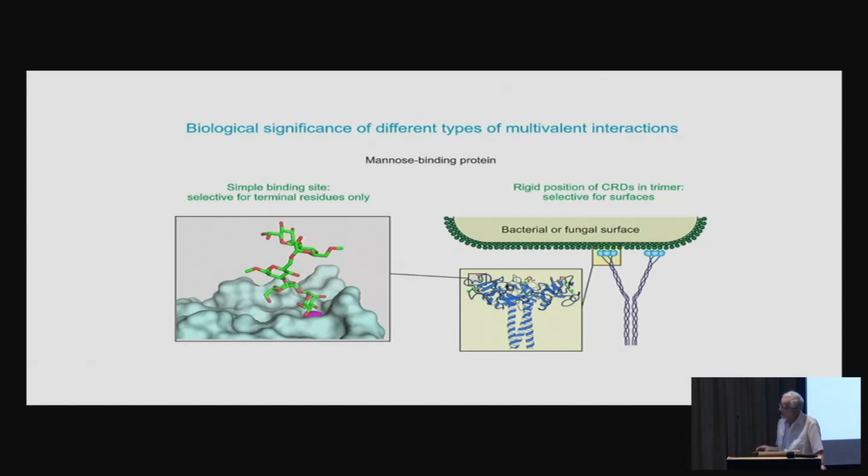So you can distinguish self from non-self by the density of the glycans. You need these very dense arrays of sugars that you have on the surfaces of some of the microorganisms that are recognized by mannose binding protein when it initiates complement fixation.